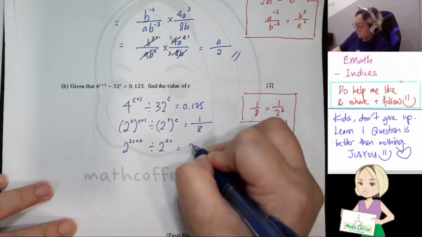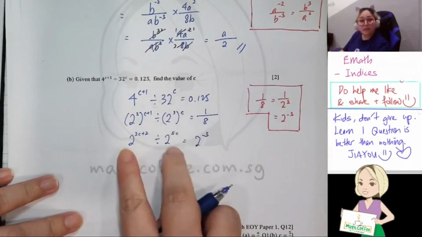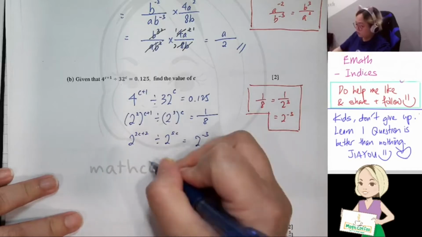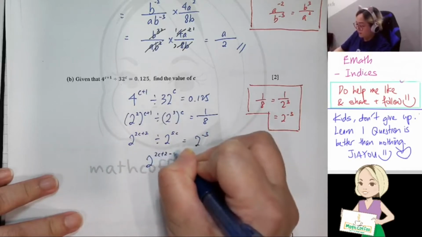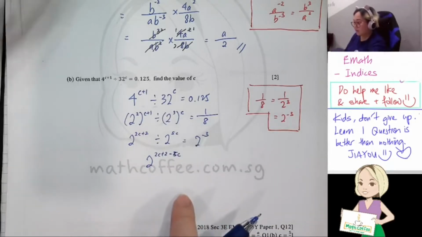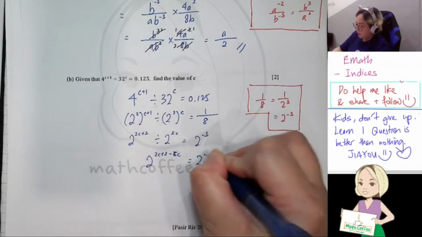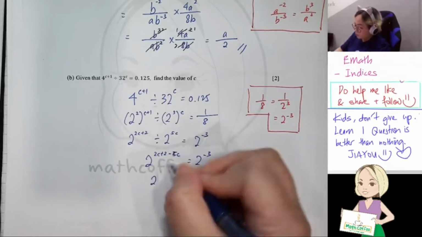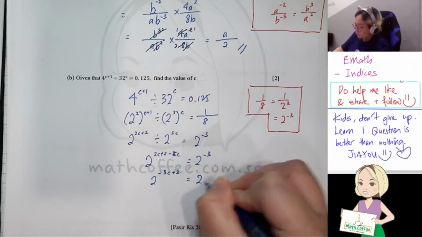So here will be 2 to the power of negative 3. Because it's the same base, divide, you minus the power. So what I'm going to do is 2c plus 2 minus 5c, okay, minus 5c, is equal to 2 to the power of minus 3. So it becomes 2 to the power of minus 3c plus 2 equals 2 to the power of minus 3.